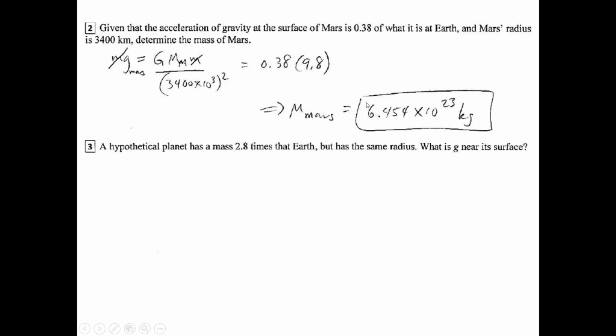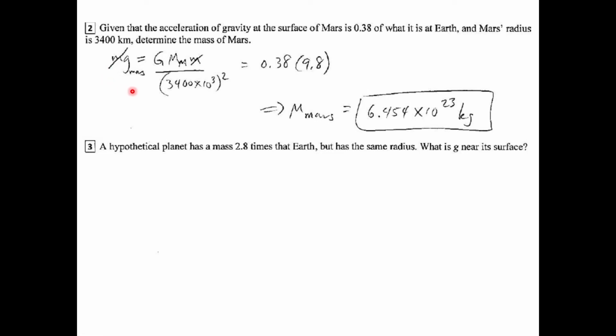Second problem, a hypothetical planet has a mass 2.8 times that of Earth, but the same radius. What is g near its surface? So it's the same radius, but a larger mass. We would expect little g to be bigger, so that's a good cross-check. How do we calculate what little g is? Well, again, the same relationship.